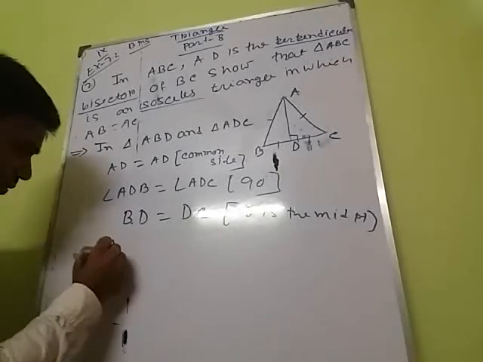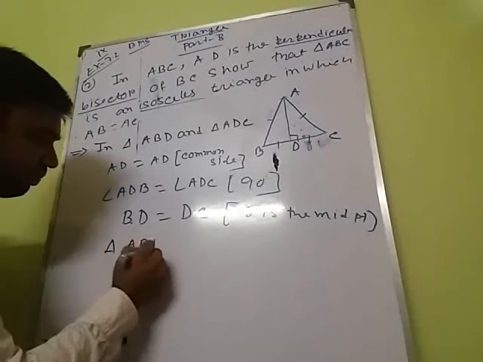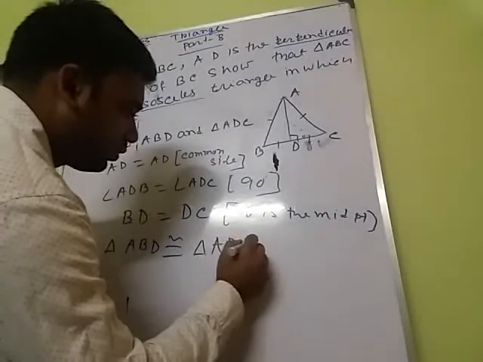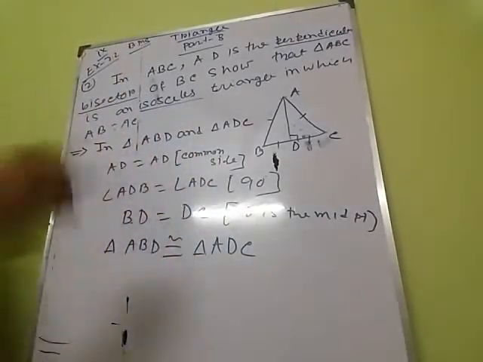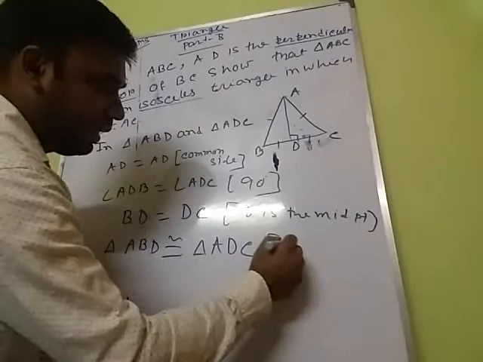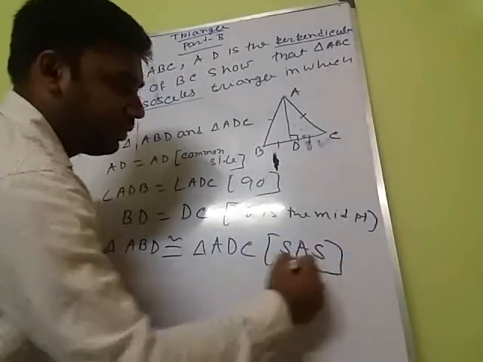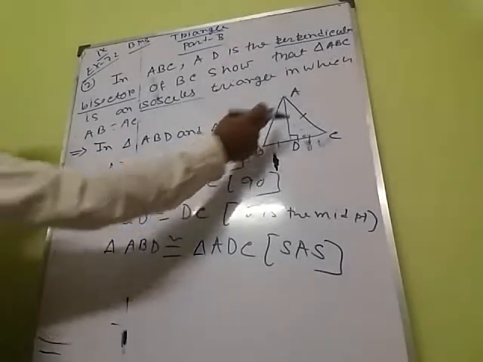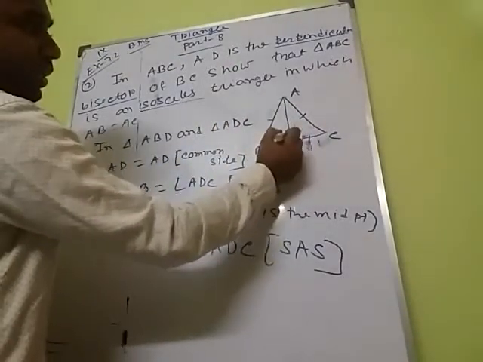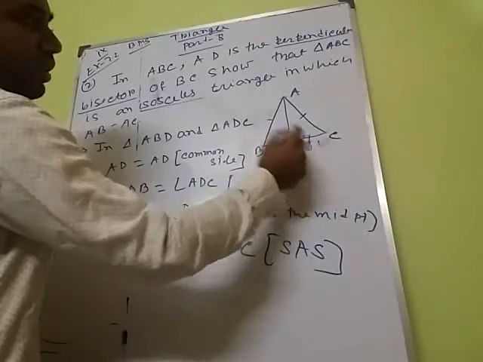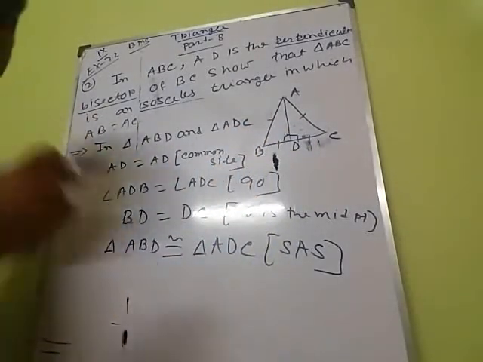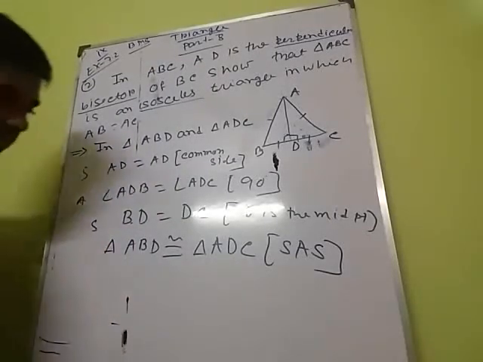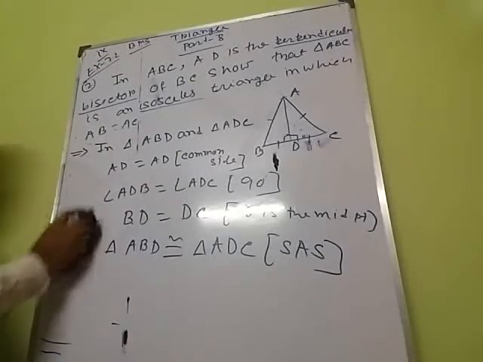So triangle ABD is congruent to triangle ADC using the SAS criteria. Using SAS: first, this side AD equal to AD. Second, these two angles are equal, and the sides and the included angle are S, A, and S.